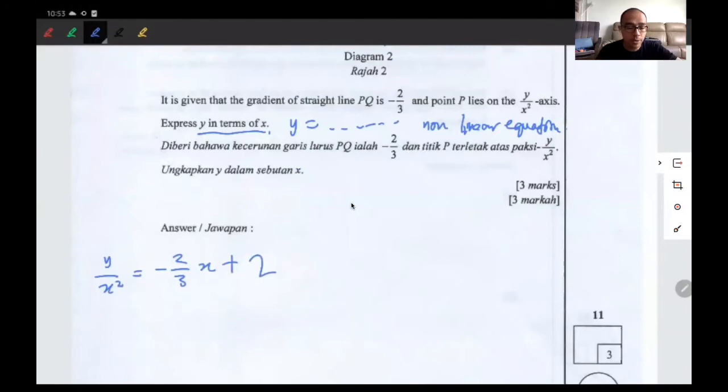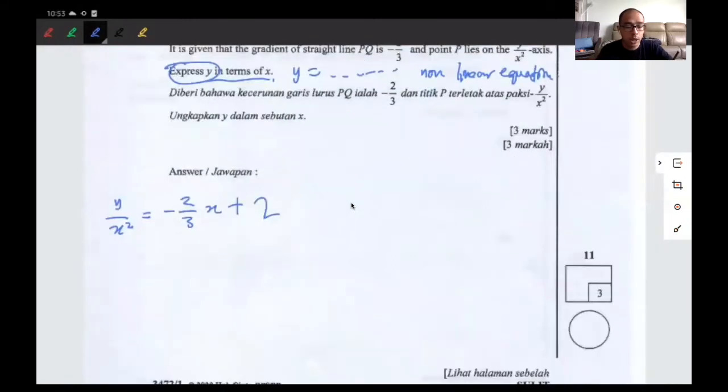The question is to express y in terms of x. So that means I only want y. I don't want y over x squared. How more difficult can this be? It's so simple. How do we change y over x squared to become y? We multiply everything by x squared. So we get y equals negative 2 over 3 x cubed plus 2x squared. Okay, and this is our final answer.